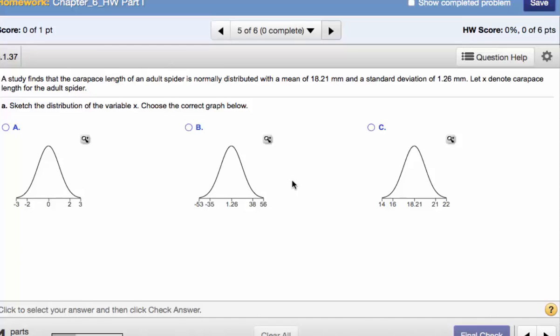Okay, so we want to sketch the distribution of the variable x. So what is the variable x? What is that referring to? Yeah, so x is the real world thing that we're talking about. In this case we're talking about carapace length, so x is going to be values of x. So give me an example of a value. We're going to get a spider and measure its carapace length. What would be an example of a value of x we might get?